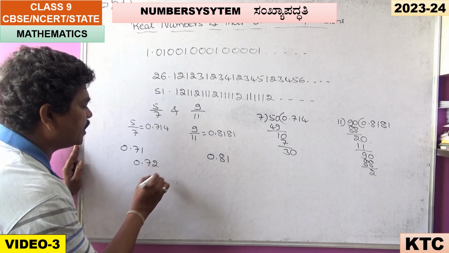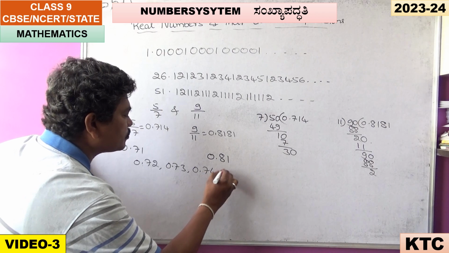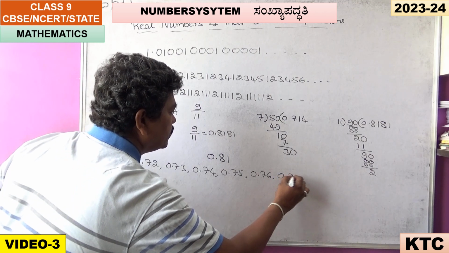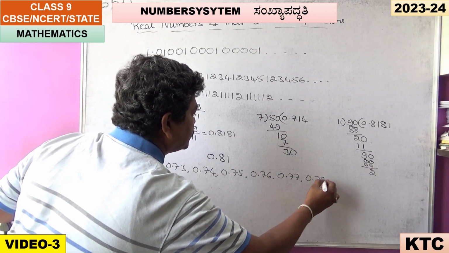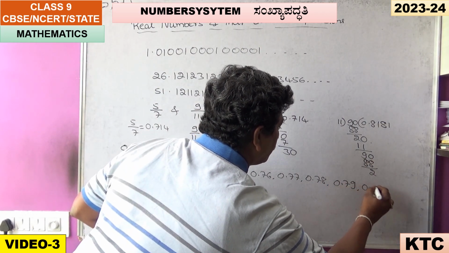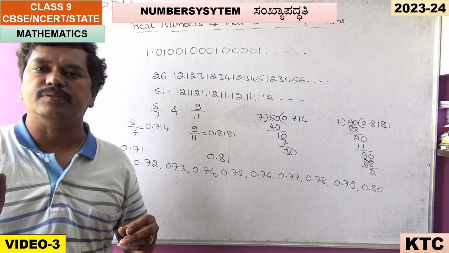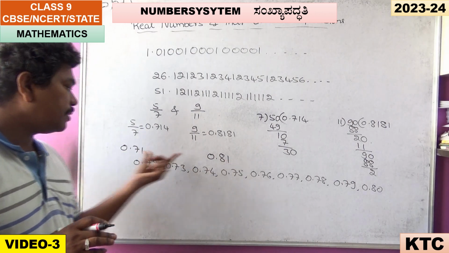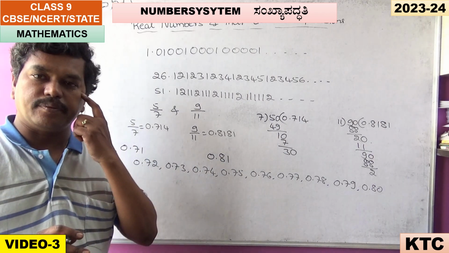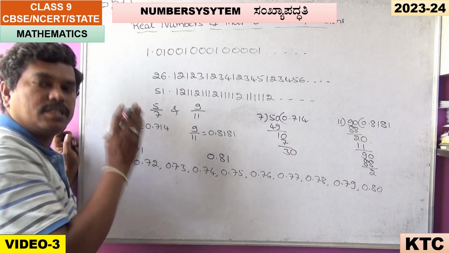You can start with 0.72 or 0.73 or 0.74, 0.75, 0.76, 0.77, 0.78 up to 0.79 and 0.80. See, using these numbers you can start and write any irrational numbers. It should be less than this, more than this. So greater than 0.71 and less than 0.81. So we have to write any numbers using these decimal numbers at a starting stage.